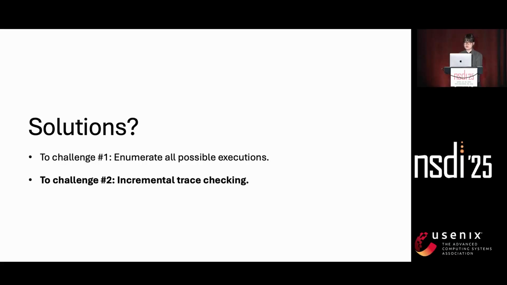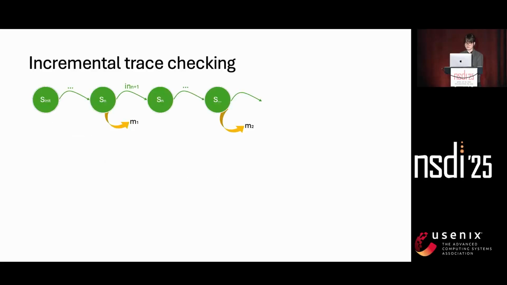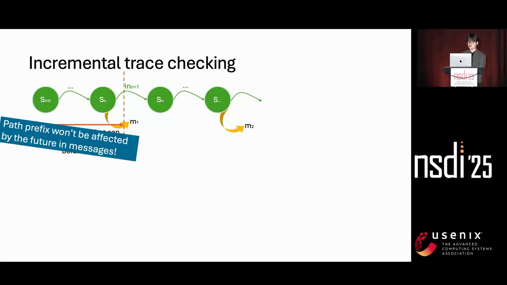Then we move forward to the second challenge, that is, we apply incremental checking to handle the growing trace. We observe that since all the in messages that can lead to the out message M1 must appear before M1, as the trace grows over time, the prefixes of the paths that eventually pass the checking are actually the same. This is because the paths leading to the previous sent out messages are not affected by the future incoming messages.